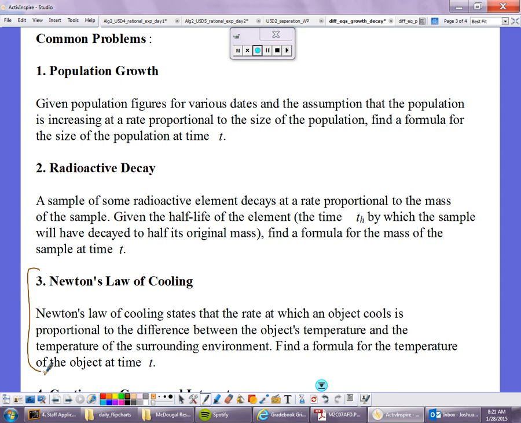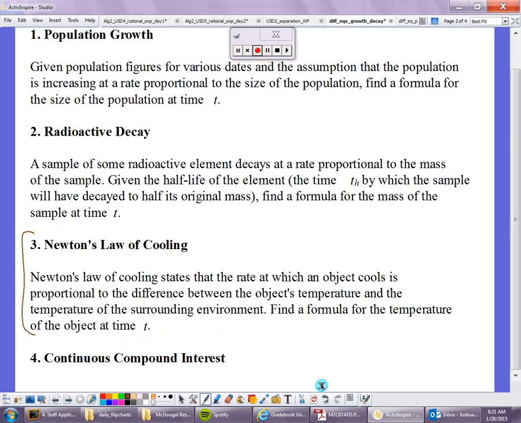All right, so Newton's law of cooling states that the rate at which an object cools is proportional to the difference between the object's temperature and the temperature of the surrounding environment, which is kind of obvious. It just means that the farther apart the temperature of the object and the temperature of the environment are, the faster the thing's going to cool. You put something in the freezer, it cools faster than if you put it in the refrigerator. So you have to do the same thing: given some points, you have to find a formula for the temperature of the object at time t.